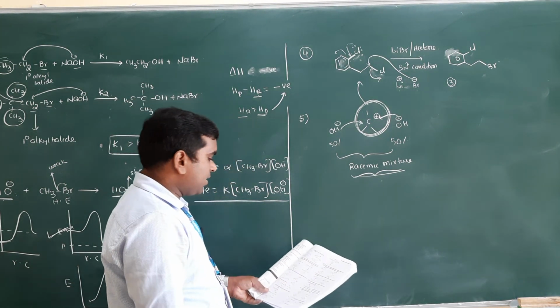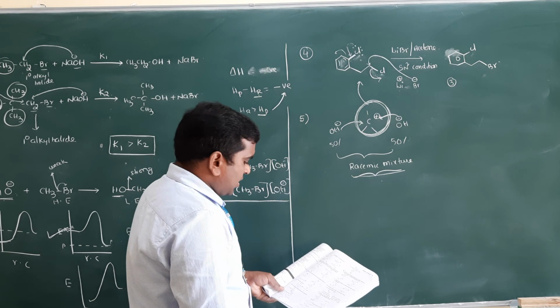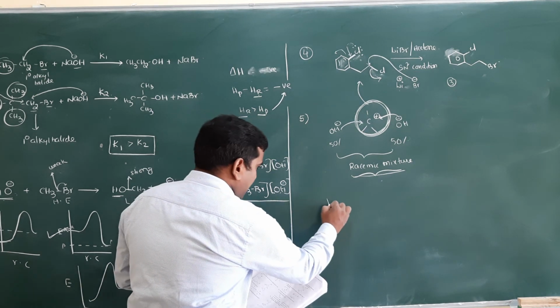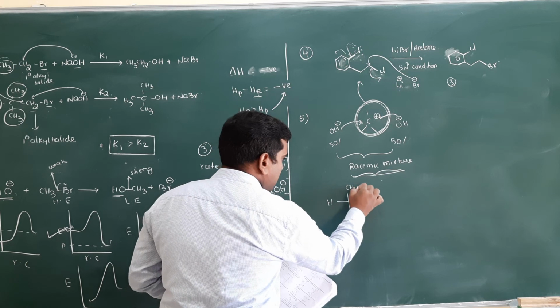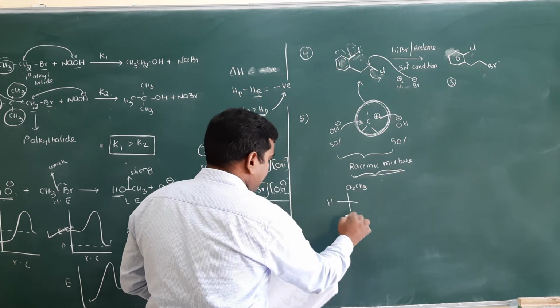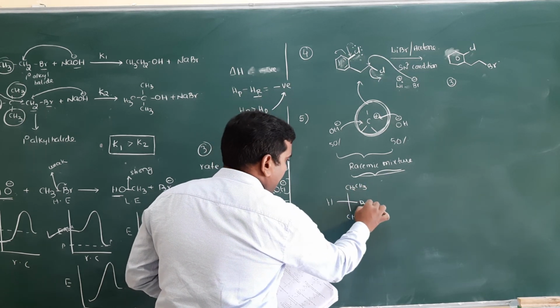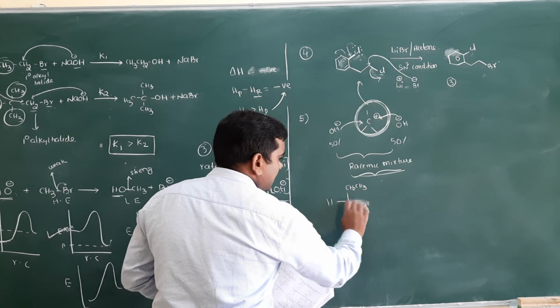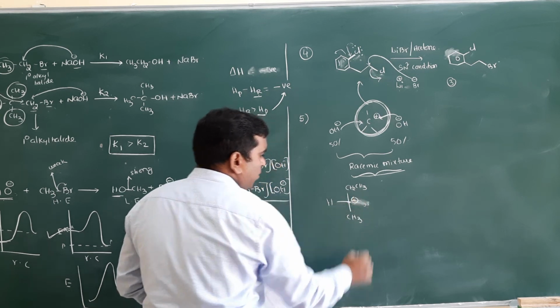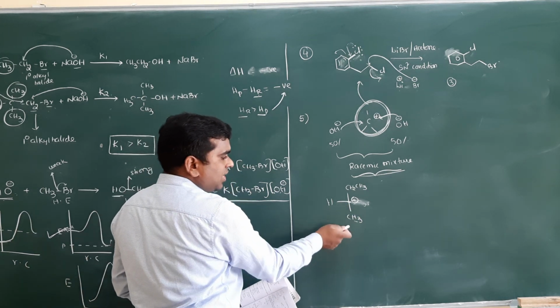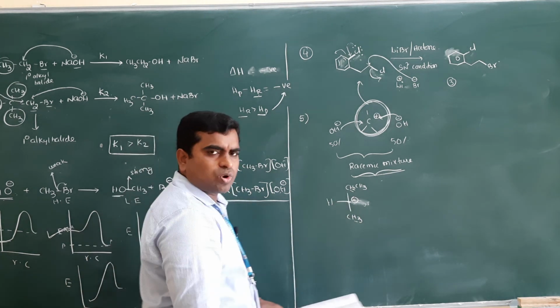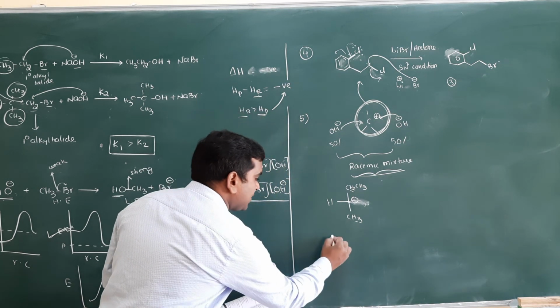See the first one here. They have given H, ethyl CH2CH3, CH3 and Br. If we remove the Br, this carbon will get a positive charge. Clear? And this is stabilized by hyperconjugation: 3 alpha hydrogens and 2 alpha hydrogens, total 5.